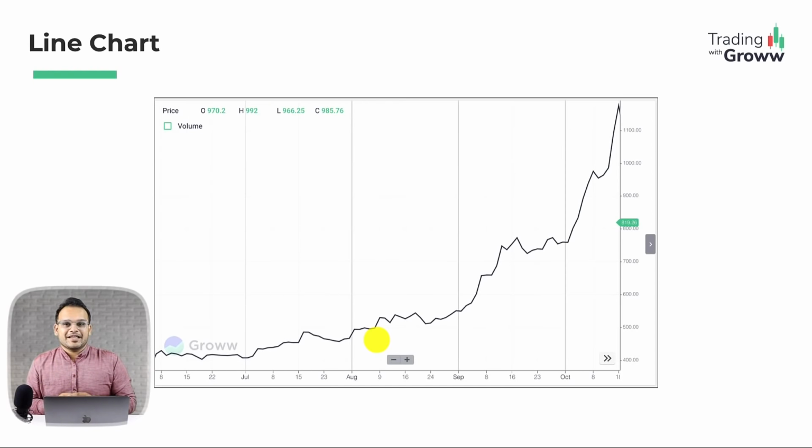The moment you see the line chart, you can easily spot which trend the market is presently in. This is exactly where the use case of the line chart comes in. Most of the media and newspapers use this kind of chart to represent the overall market trend in a simple format. So that was about the line chart.